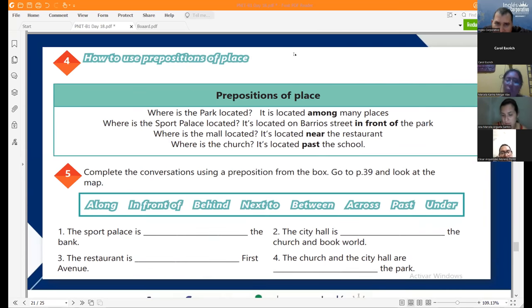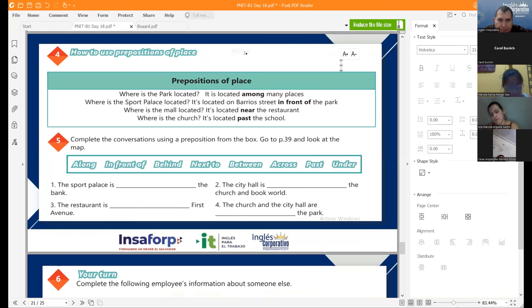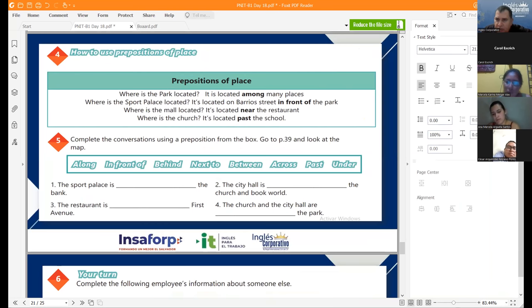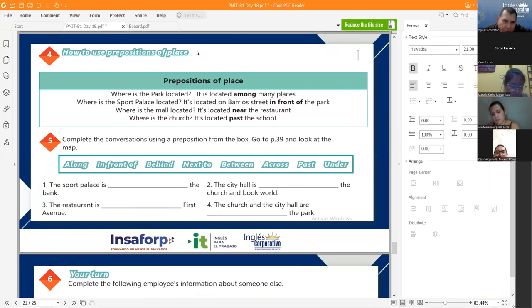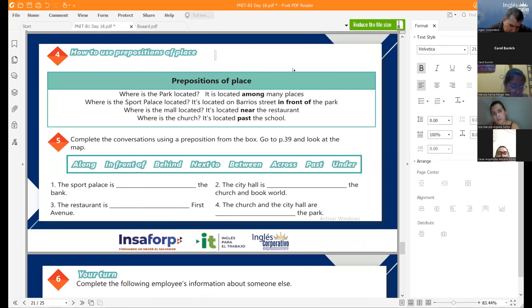Among es entre. Entre y siéntese, no. Change the color. It's easier to change color. Okay, so among.